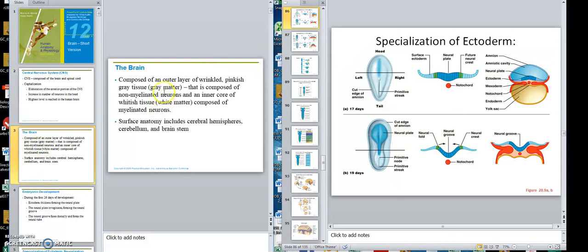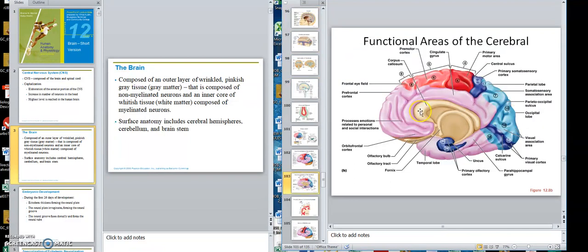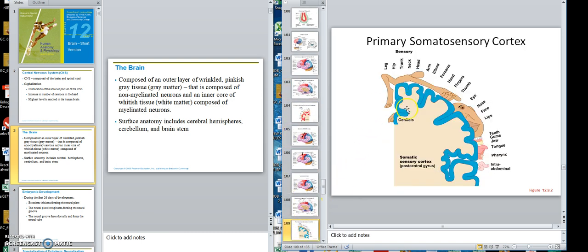Okay, let's go. The brain is composed of an outer area, and that outer area is called the cortex of the brain. This is composed of non-myelinated gray matter. Now this cortex is where you think from. In this picture, this would be the cortex right here. Those are neuron cell bodies, and those neuron cell bodies are non-myelinated, okay?